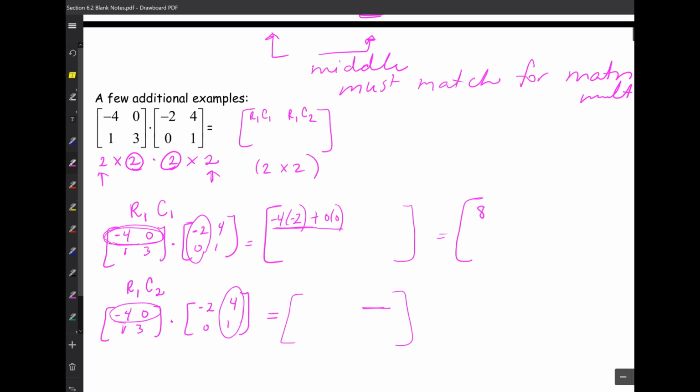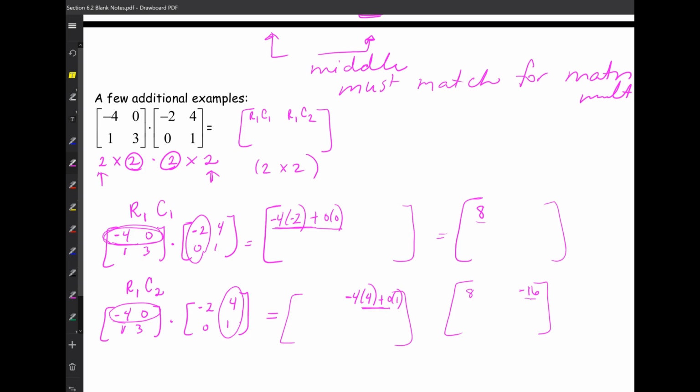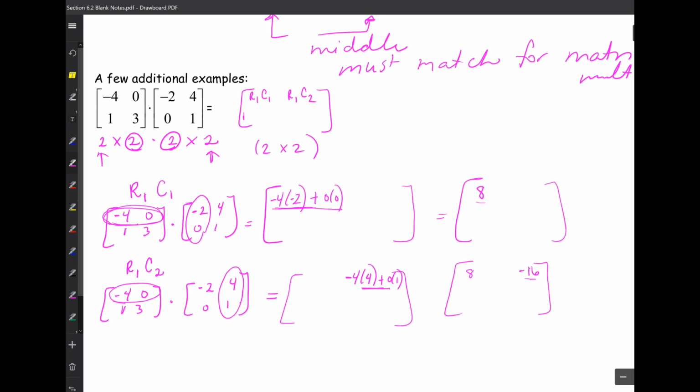So we're going to multiply -4 times 4 and add that to what? 0 times 1, which is 0. And what will that second element be? -16. So I can go ahead and bring down that 8 just because that was already there. Okay, how many more elements do we have to find? 2 more. So the next one would be row 2, column 1.